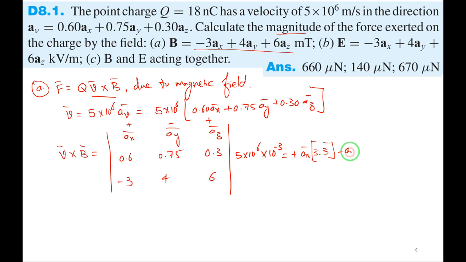Next, minus AY. So leave this column, leave this row. 6 into 0.6 minus, open bracket, minus 3 into 0.3. So I got it as 4.5.